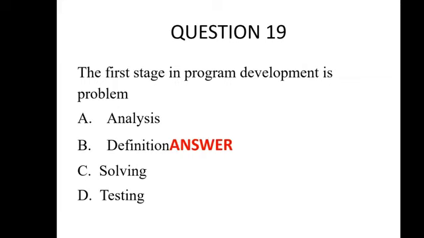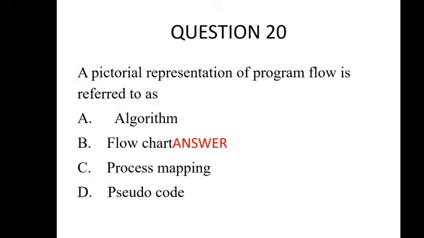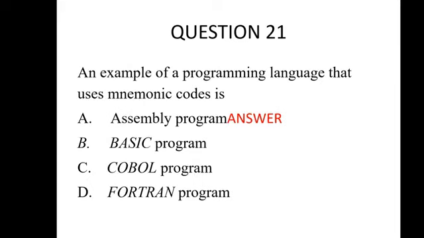19. The first stage in program development is problem definition. After then, you now have problem analysis and so on. A pictorial representation of program flow is called a flow chart. An example of a programming language that uses mnemonic code is the assembly program or assembly language.